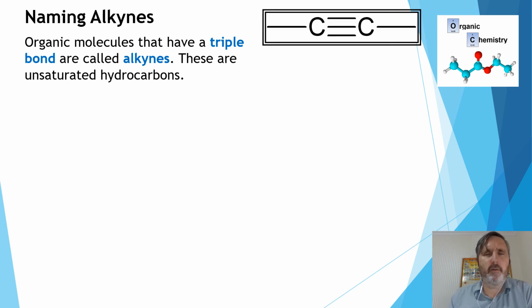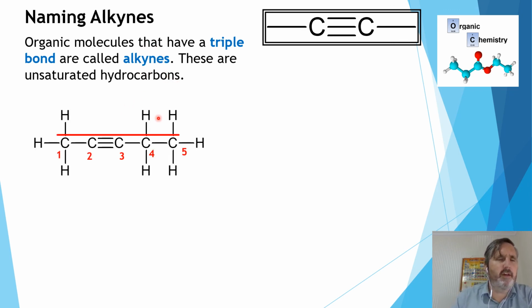Okay, the last slide here we're going to look at alkynes. Alkynes are very similar to alkenes, but they're different because they have a triple bond instead of a double bond. Instead of being called alkenes, they're called alkynes, and their name changes in the same way. So YNE is the end of the name instead of ENE.